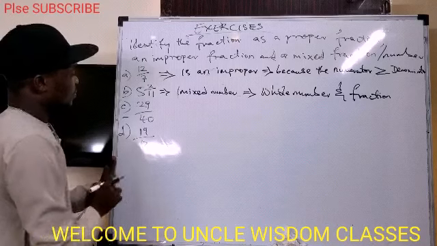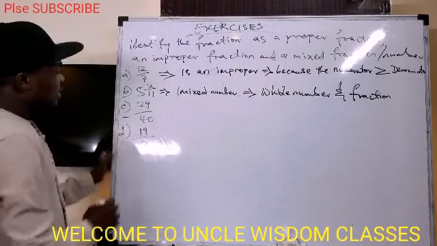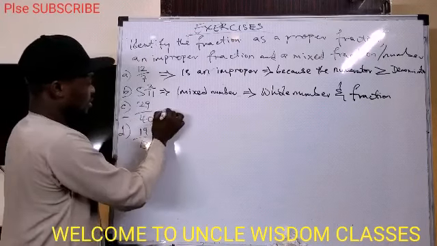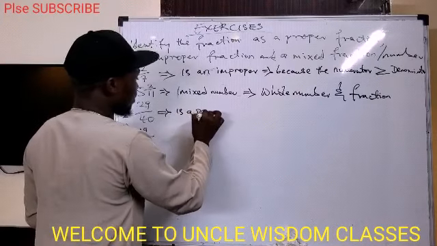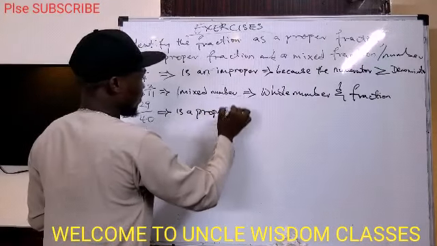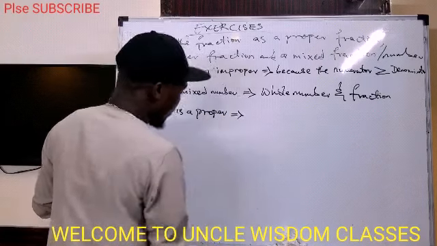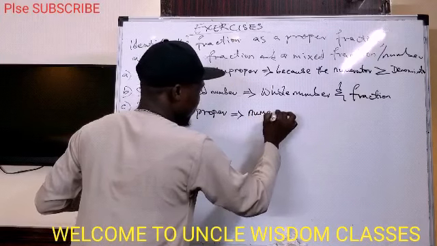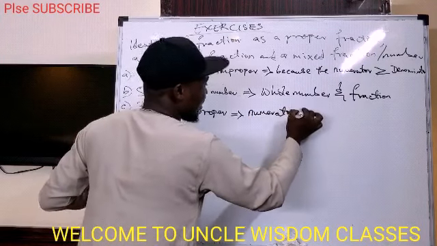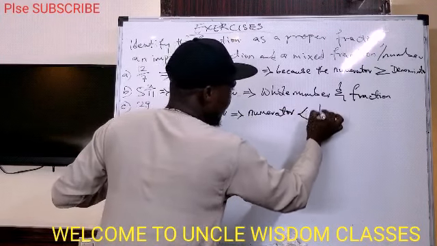Number C, 29 over 40, is a proper fraction. The reason is because the numerator is less than the denominator.